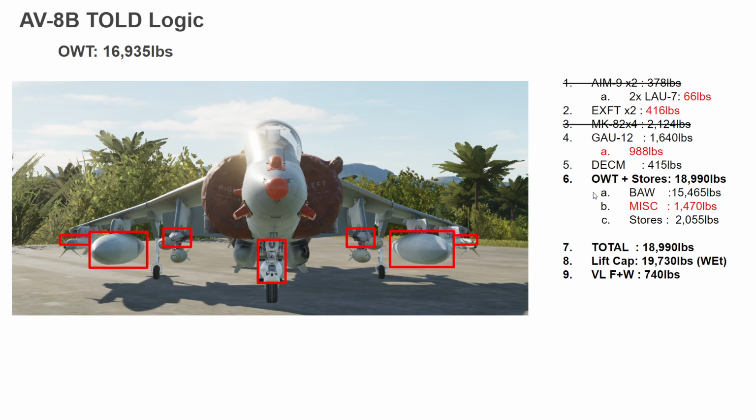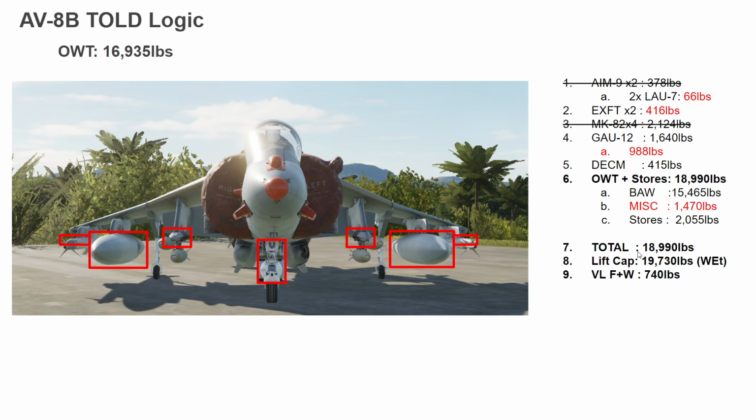And then it adds together all of the information that you've given it, which in its eyes is the OWT plus the stores, but I'll go through the breakdown of what the OWT is. The OWT is the basic aircraft weight plus the miscellaneous items. So the ditters and the rails and the gun pod all come to 1,470 pounds. So it adds all of this together, and now it sees its total weight as 18,990 pounds, so a little bit more than the 17,000 we had before.